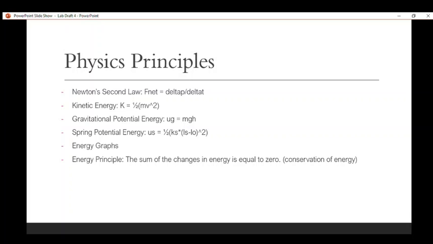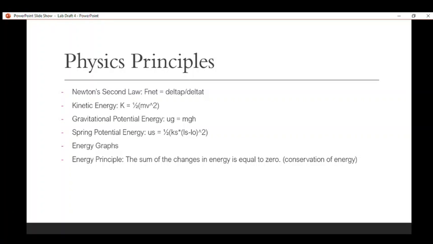For the physics principles behind this lab, we will be using Newton's second law. We will be using kinetic energy, which is equal to 1/2 mv squared. We will be using gravitational potential energy, which is equal to mgh. We will also be using spring potential energy with the equation shown.